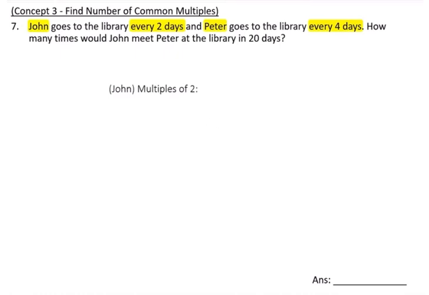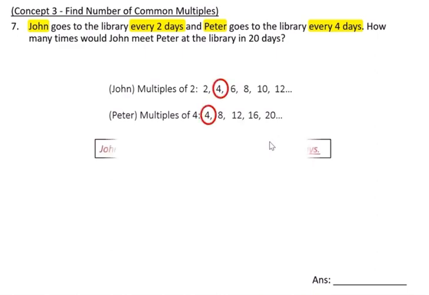Multiples of 2: 2, 4, 6, 8, 10, 12. Okay, now we look at the days that Peter will go, which are multiples of 4. So 4, 8, 12, 16, 20, and so on. So you see, if John goes on the 2nd day, he will not bump into Peter, right? Because Peter only goes on the 4th day. So you see that the lowest common multiple for these 2 rows is actually 4.